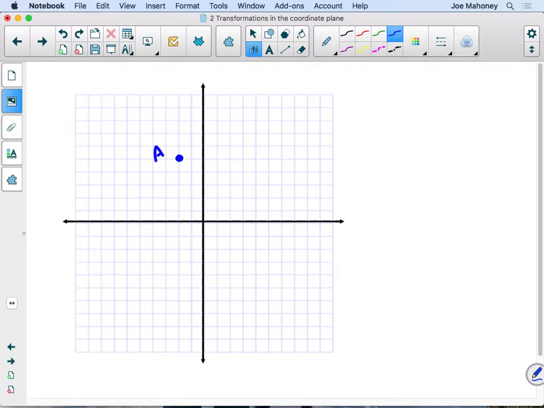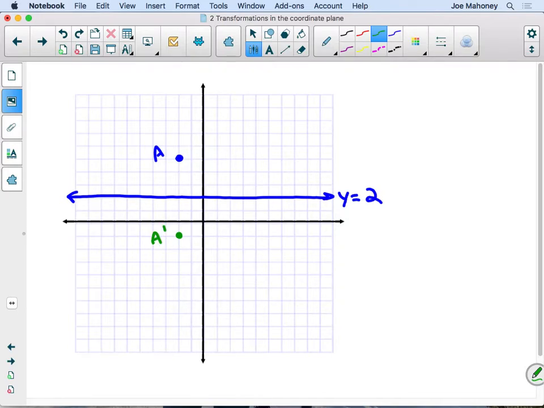And I'm going to reflect it over the line y = 2. y = 2 is a horizontal line whose y value is 2. It has a y-intercept of 2. So I'm going to do the same exact idea that I did before, where the line of reflection is the perpendicular bisector between a point and its image. Point A looks like it's 3 above that. Let me go 3 below it. There's my point A prime.